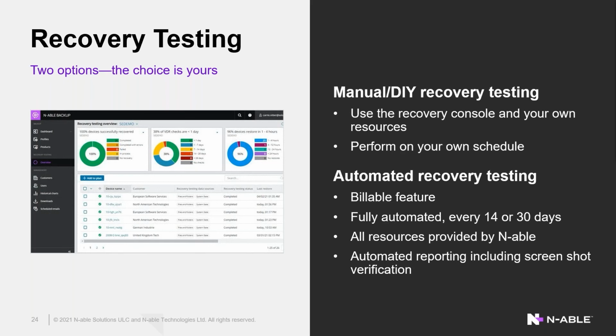You can also turn on our automated recovery testing, which is a billable hosted service done by Enable. We recover within multiple data centers in multiple regions throughout the world. So we preserve data within country or continent or region from where it was originally protected. It is a fully automated process that restores every 14 days or every 30 days, depending on what recovery testing plan you choose. There is no cost difference between the two, but we do limit it to Windows servers and Windows workstations under 2 terabytes in size as of today.